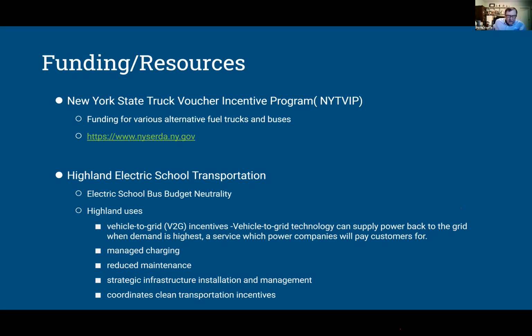Managing your charging, reducing maintenance, the way you strategize with your infrastructure, and also coordinating available clean transportation incentives. So those are 2 of the options for funding that are available for buses. Next slide, please.